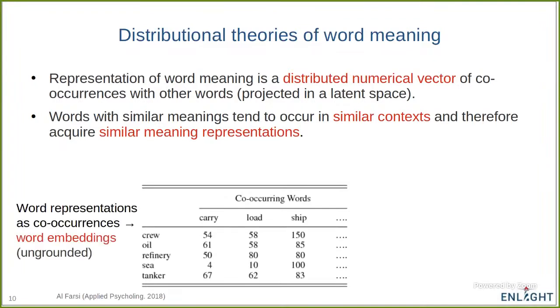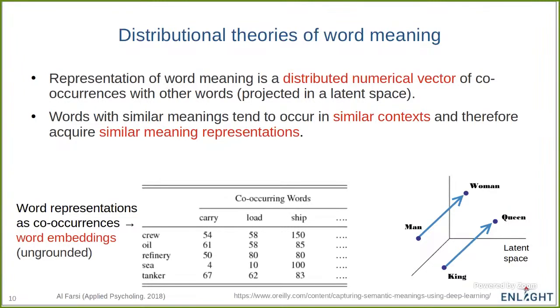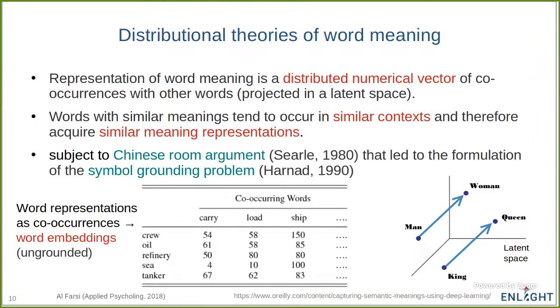And we can talk about these word representations as word embeddings that are, however, ungrounded, which is what I will explain. On the other hand, an interesting property of these distributed representations is that they share mutual similarity. So, for instance, the relationship of man to woman is analogical to king to queen in this latent space. But since these word representations are ungrounded, they are derived from one another within a closed linguistic system. They are subject to the Chinese room problem, which is the argument saying that if somebody processes symbols in a certain syntactic way, that does not yield understanding. And this Chinese room argument, formulated in 1980, led to the formulation of another problem called the symbol grounding problem, which means how to ground those meanings in the world.